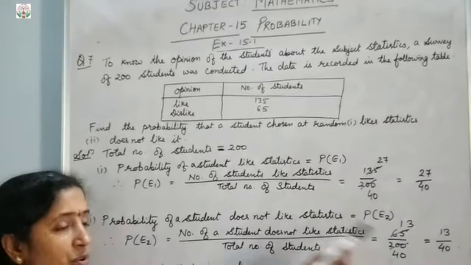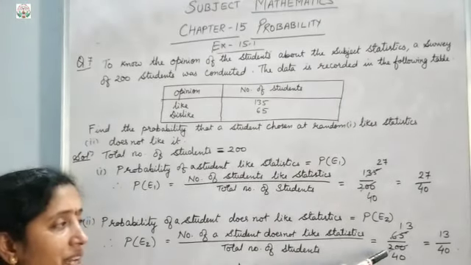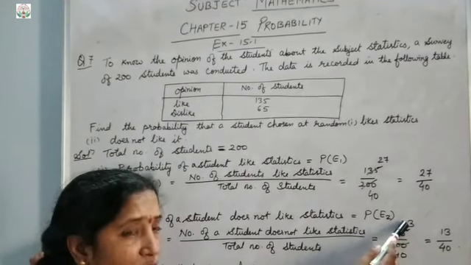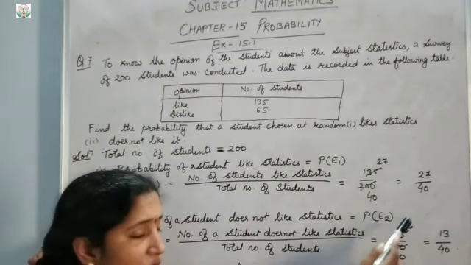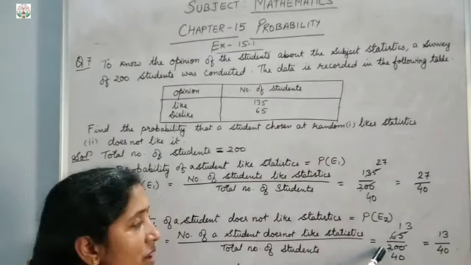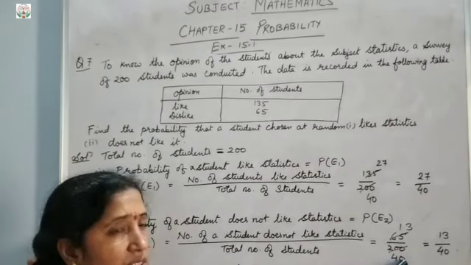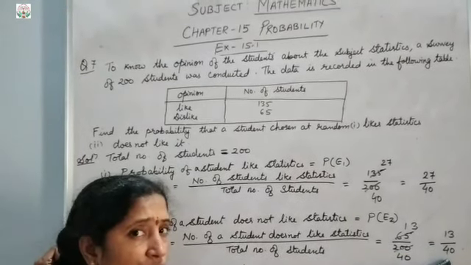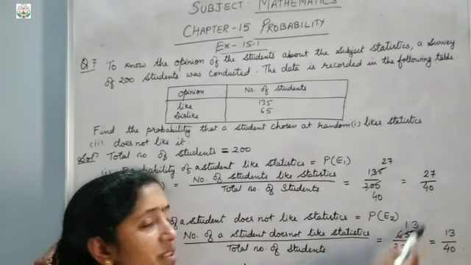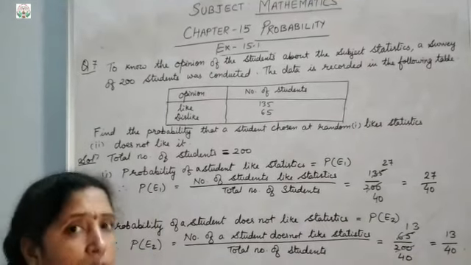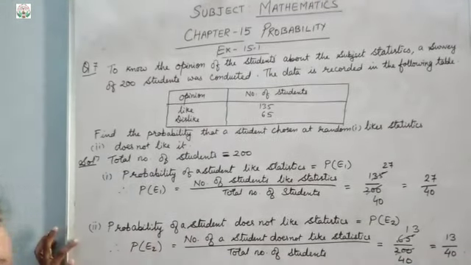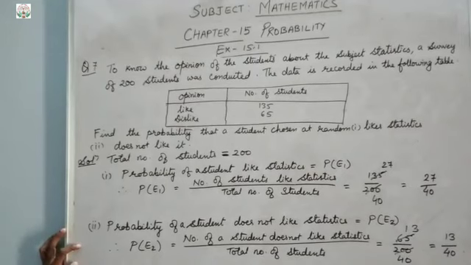So 65 upon 200. Again it is divisible by 5. So 5 1s are 5 and 5 3s are 15. And in the denominator, 5 4s are 20 and 0 comes as it is. So the fraction will be 13 upon 40. You know that it is not further divisible because 13 is a prime number. Okay. So this will be the answer for the second part of the seventh question.